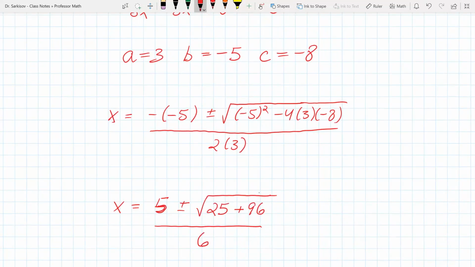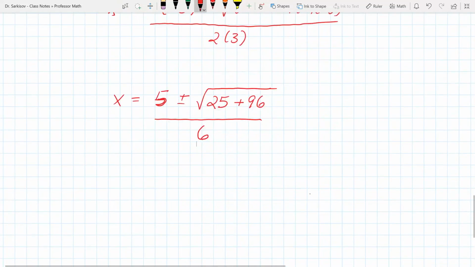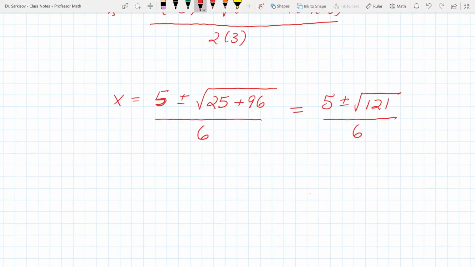Now, what is this equal to? Let's combine those numbers. It's 5 plus or minus the square root of, what's that? That's 121, right? Yeah, 96 plus 25. And then all over 6. Now, look, this 121 is not a bad number. We know the square root of 121. Most of us do. It's 11, right? So x is equal to 5 plus or minus 11 all over 6. Let's see what numbers we get from here. So, in other words, x is equal to what? Let's do minus first: 5 minus 11 over 6.